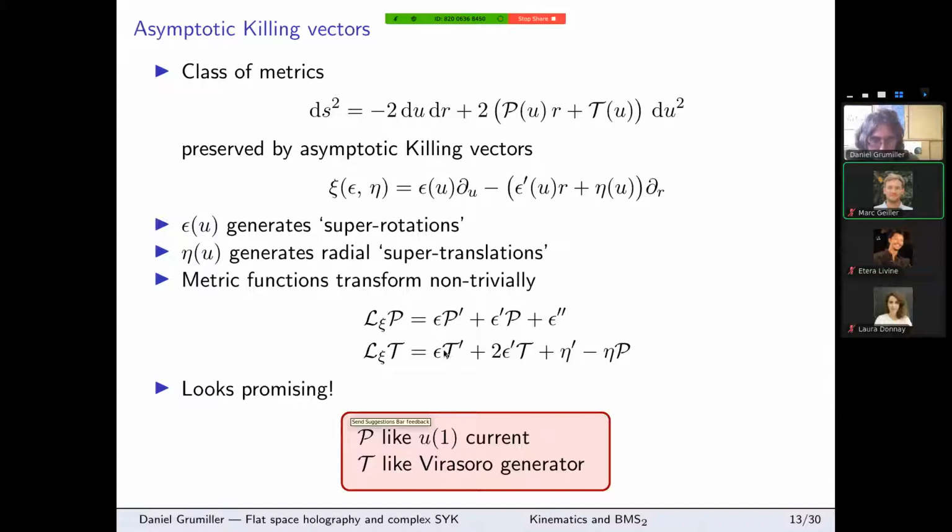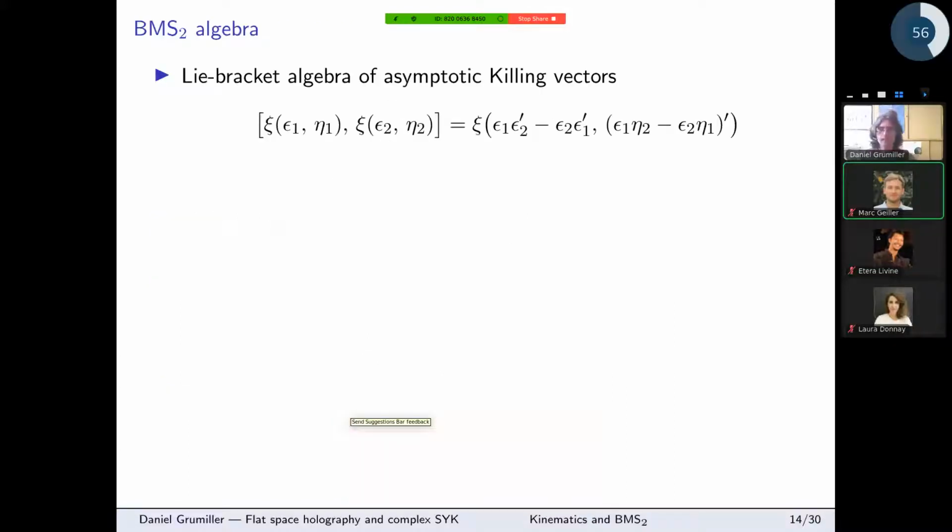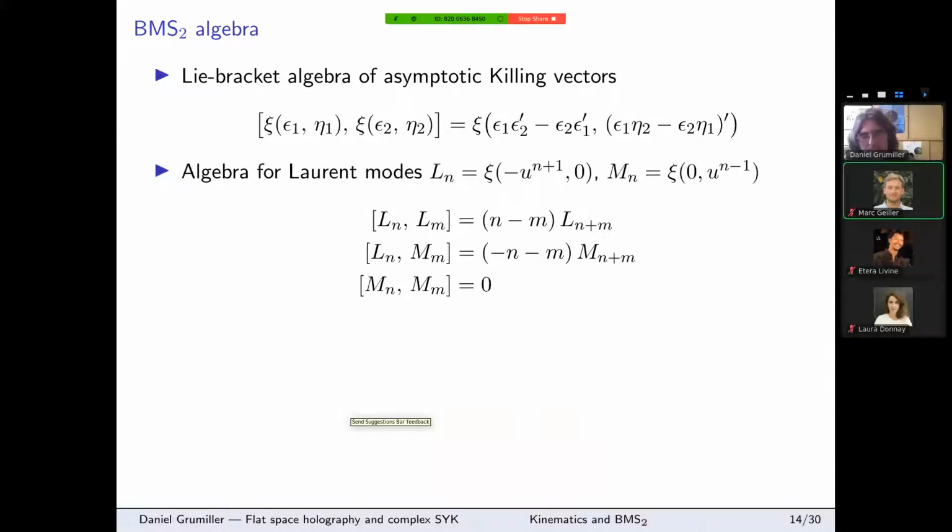And T transforms like a spin 2 current, or like a Virasoro generator, but again there's a difference to standard Virasoro generators. There's no epsilon triple prime term, so there's no standard Virasoro central charge appearing. Nevertheless, there is an anomalous term, and again I'm going to address this a bit later. At the level of the Lie bracket algebra of asymptotic Killing vectors, of course, there's no central extension. This is the Lie bracket between two asymptotic Killing vectors, and of course it closes into another asymptotic Killing vector of that form.